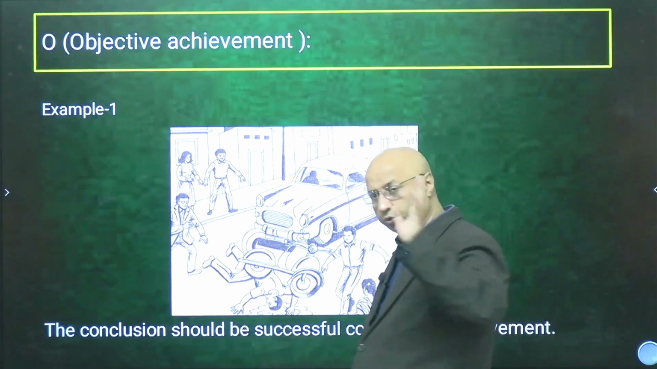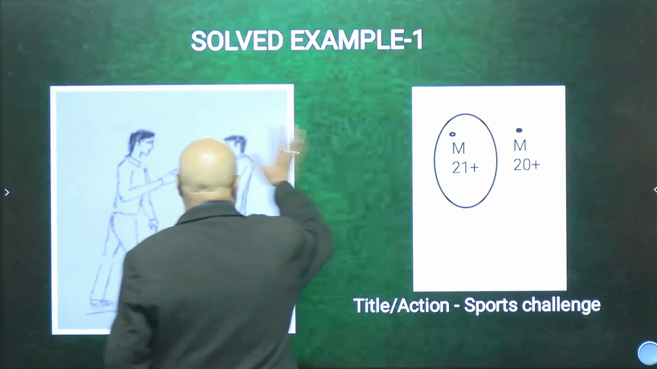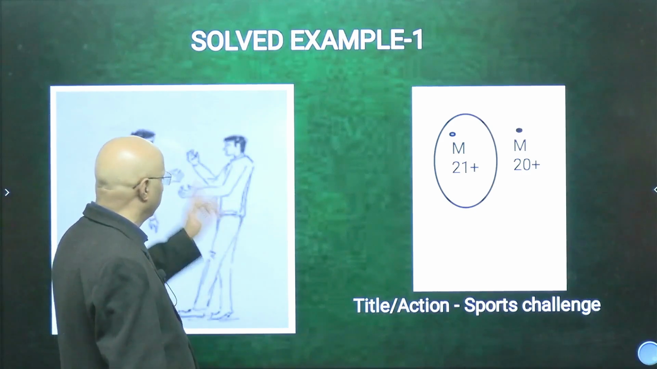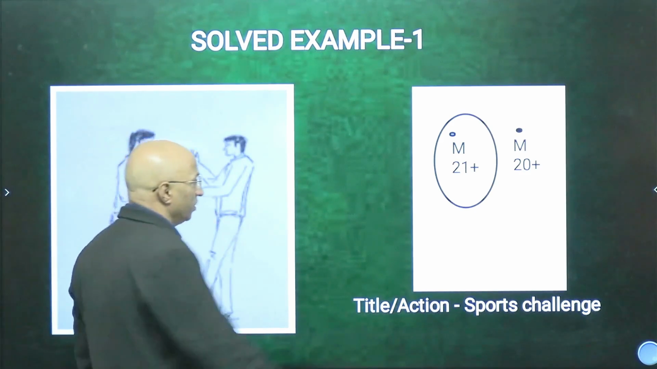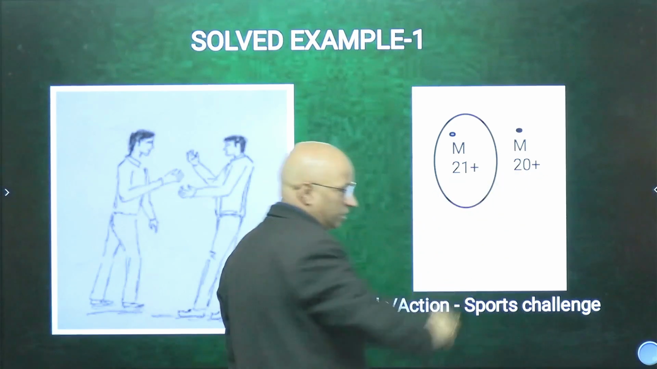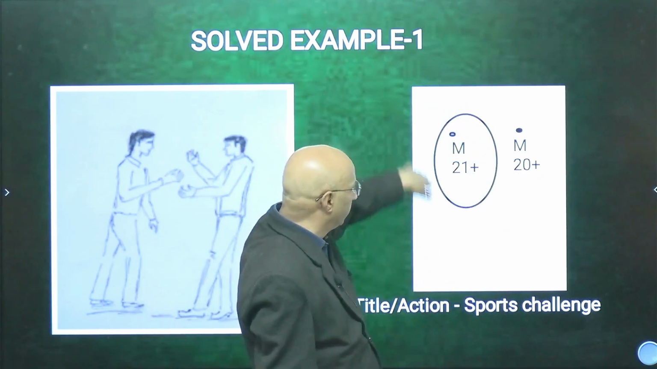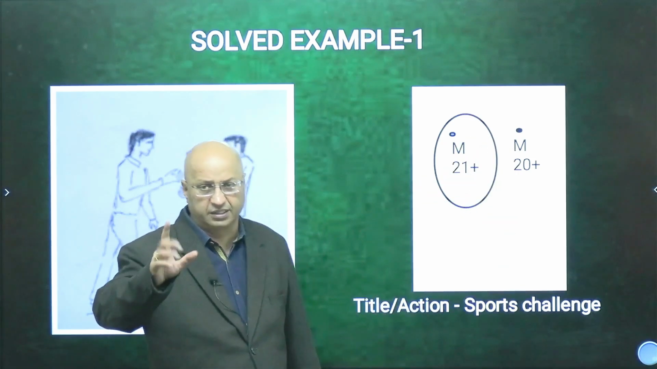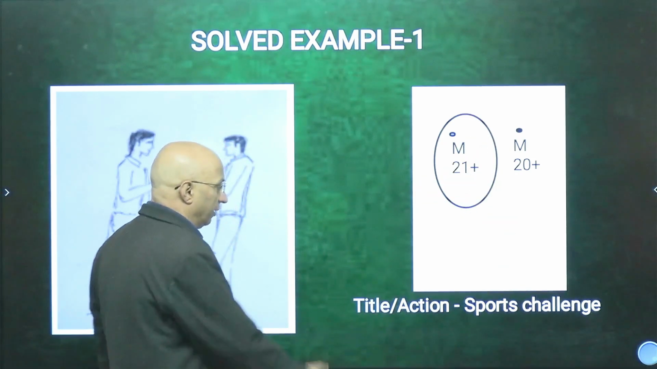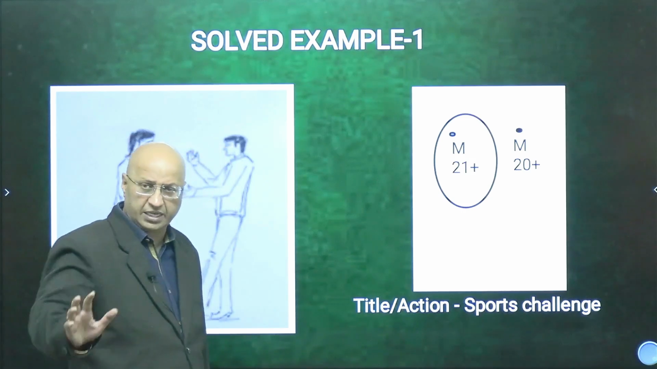Now let's go to an example which will really educate you. Here is a solved example. There are two people talking. First we have done the marking, dot male 21 plus, dot male 20 plus. Dot is to identify what you saw. Then we have made a circle around one because that is the central character. We have written the title, action sports challenge. Is it clear? Yes or no?